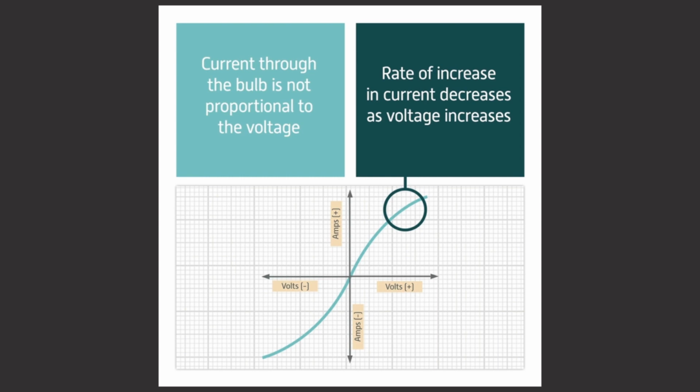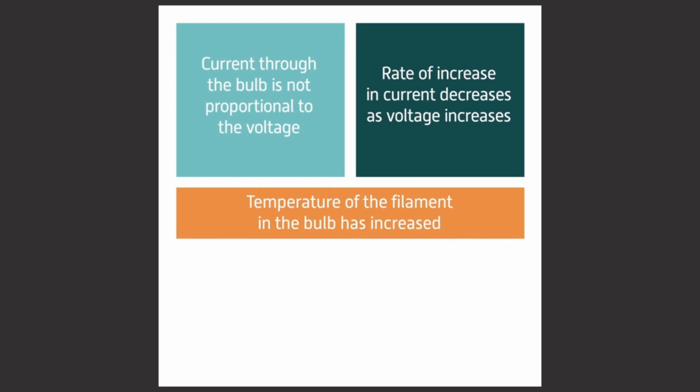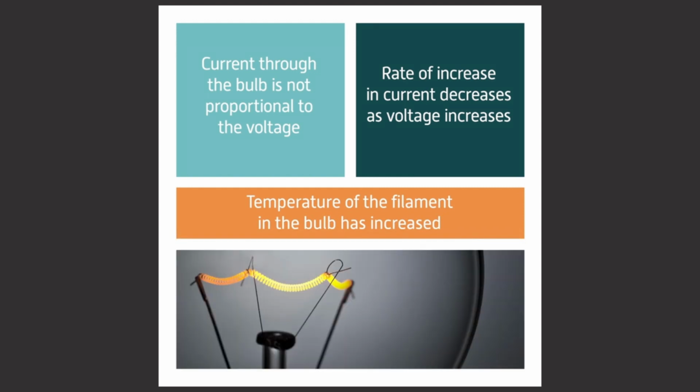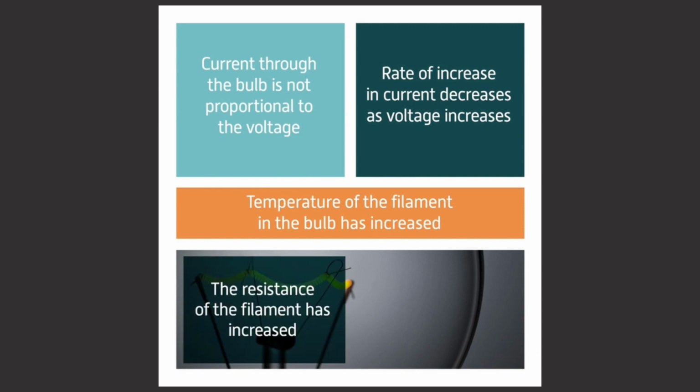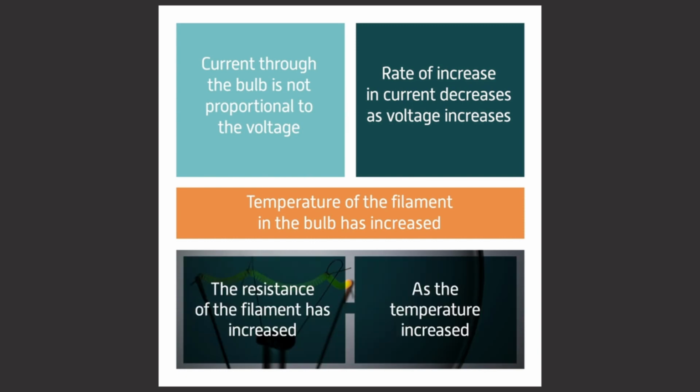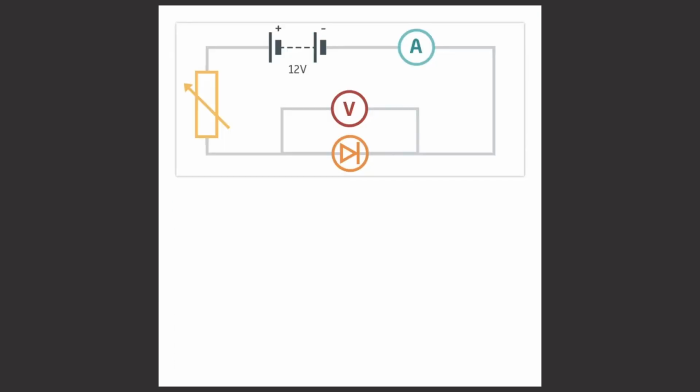Another thing you'll have noticed is that the temperature of the filament in the bulb has increased as the voltage increased. You can see that the bulb is glowing brighter. It can be concluded that the resistance of the filament has increased as temperature has increased. You can also do the experiment using a diode.